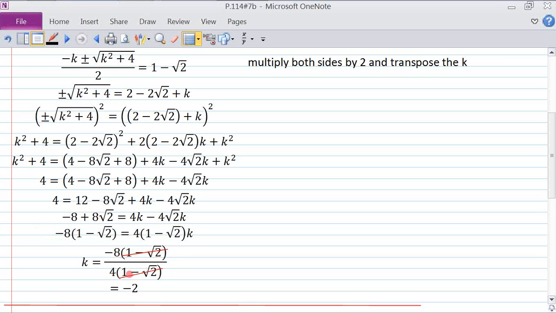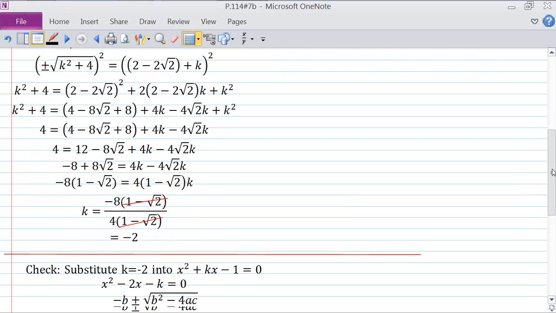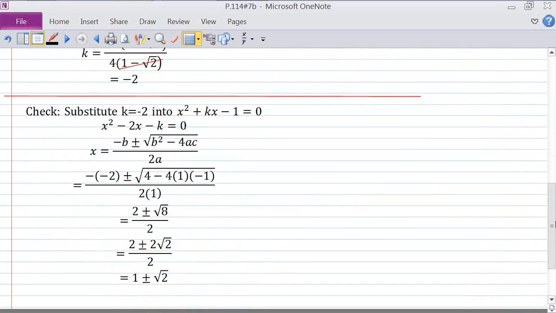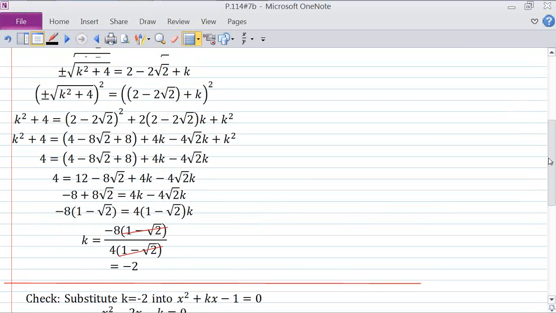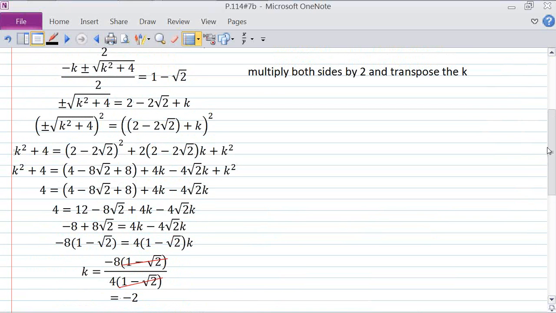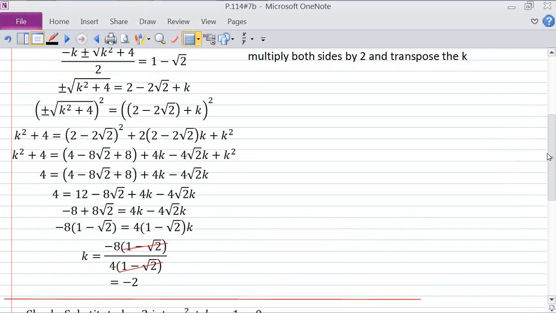which gives me that. And you can see these two terms cancel, and 4 goes into minus 8 minus 2. So the algebra here is a little tricky. There's no question about it. But it does work. And probably the best thing is to look at this and go through it line by line.